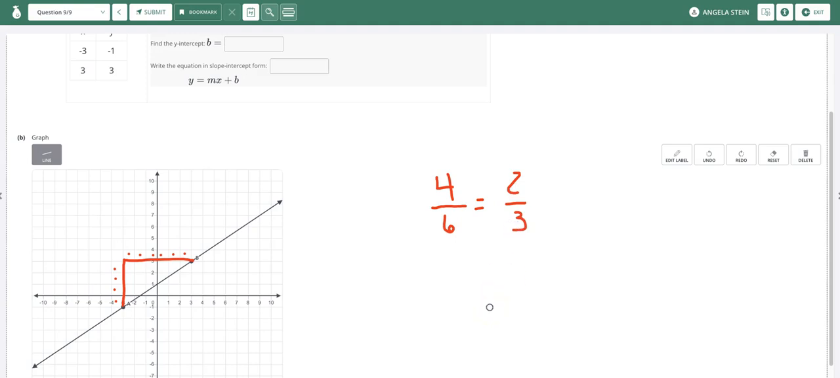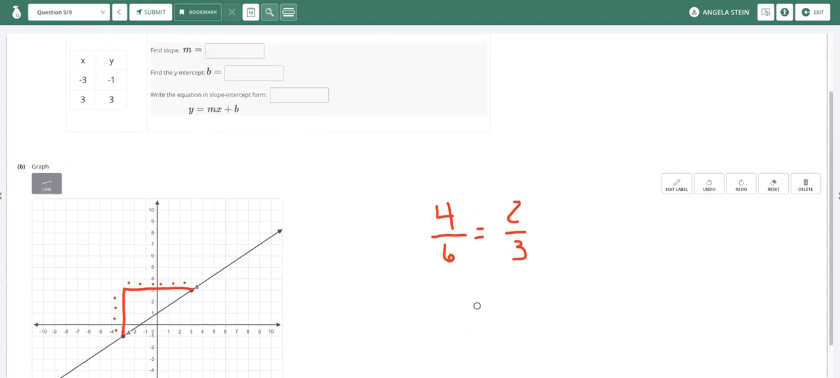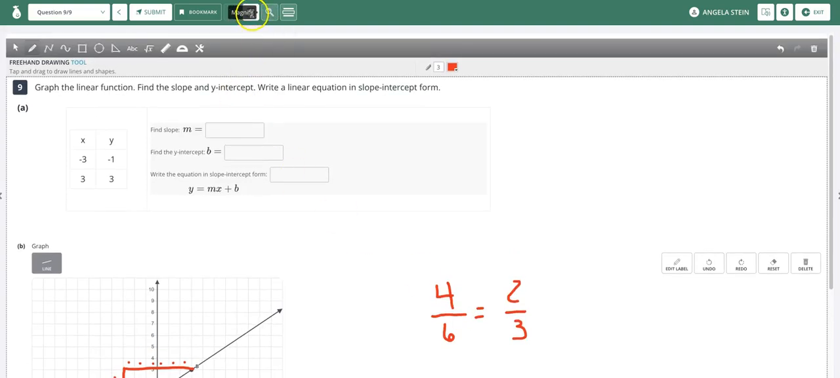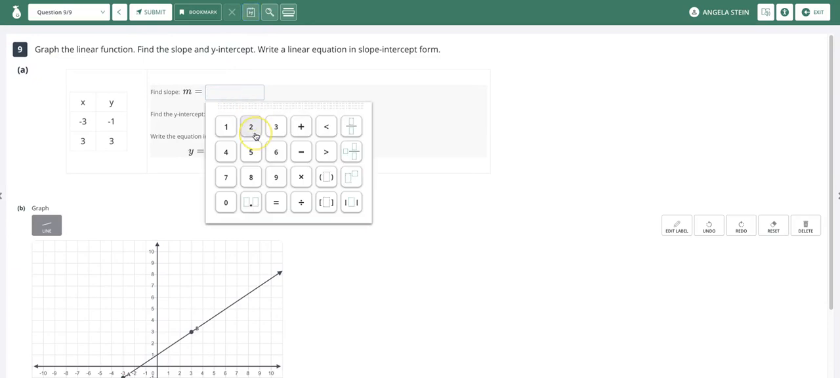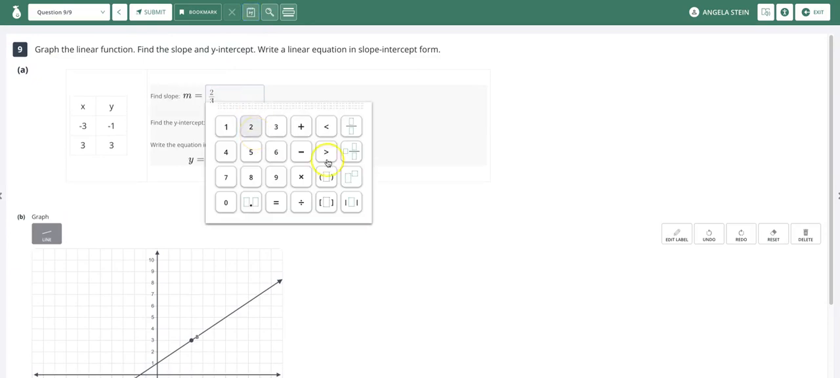I double check. First up, I look and I'm like, yes, that's going up the mountain. That's going uphill. So that is a positive, because sometimes we get them flipped. So I want to make sure, yes, I have a positive slope. So let's go back up so I can type here. I know that this is 2 over 3.